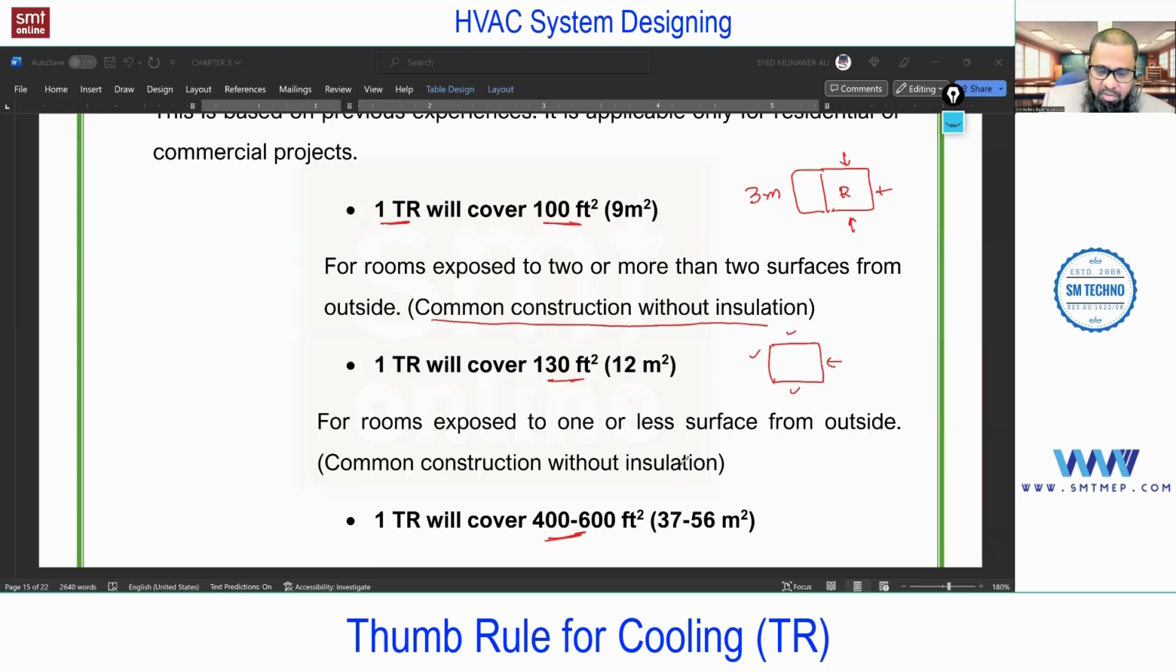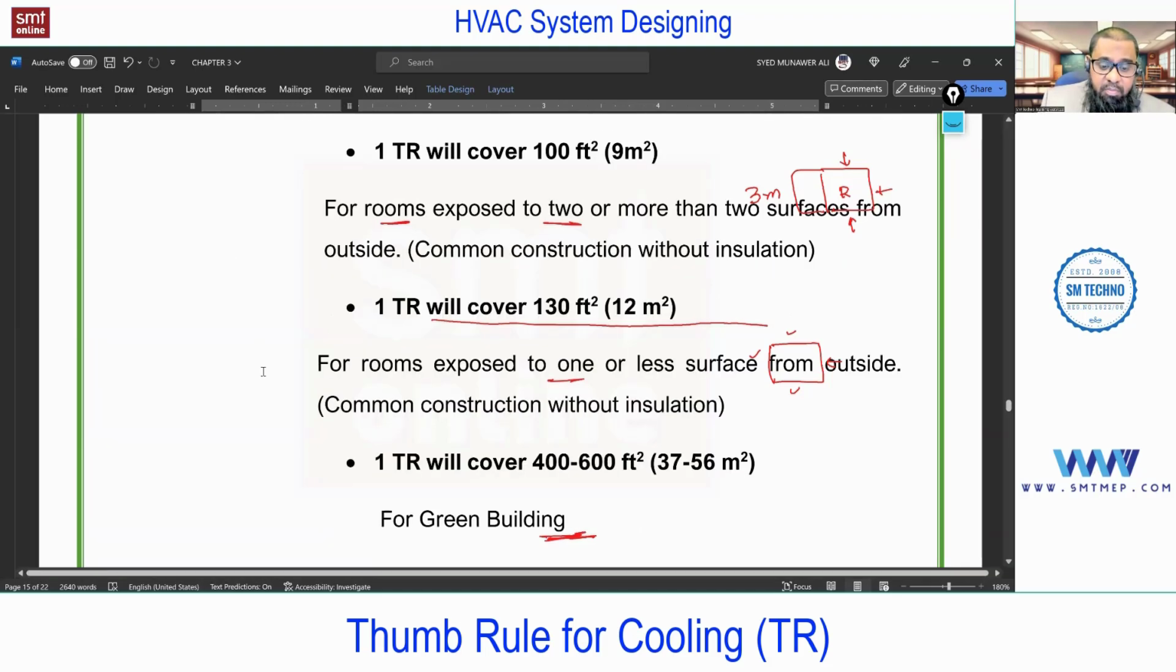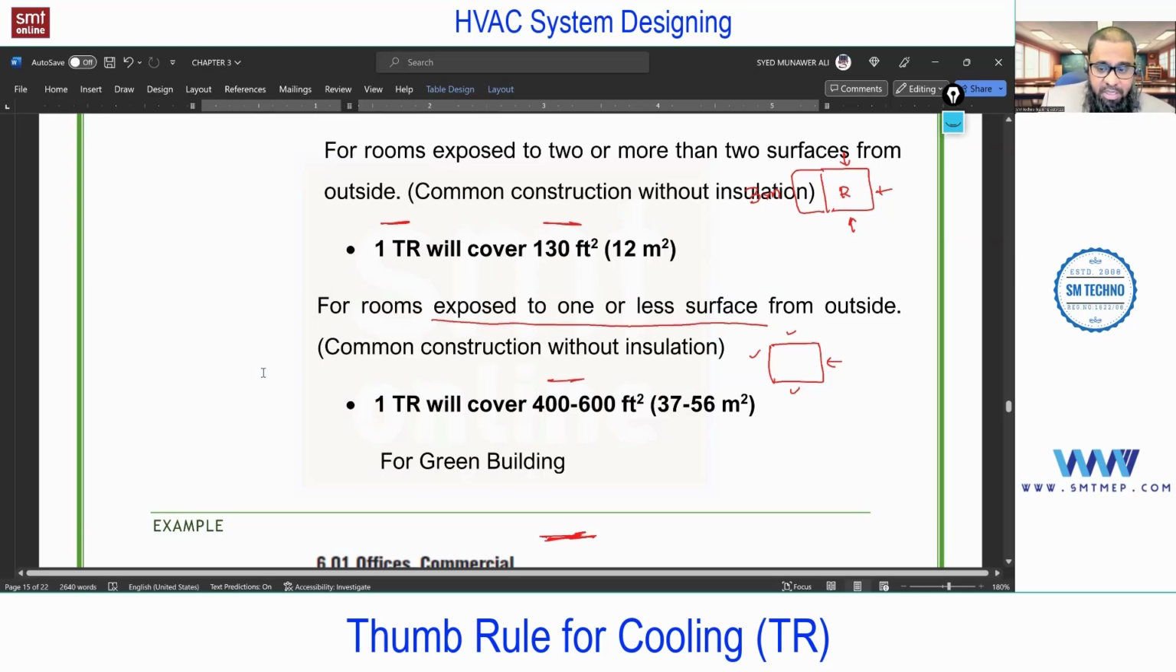Now, in actual practice, 1 TR will cover 400 to 600 square feet. I'm talking about a standard insulated building, or I can say a green building or the standard project. Now, if you talk about a standard or high class project, you'll find insulation in the wall and in the roof, and even for a small project in India, you'll find insulation in the roof. You may not find it in the wall, but you will find it in the roof. And roof means what? The top slab, which is exposed to the sun.